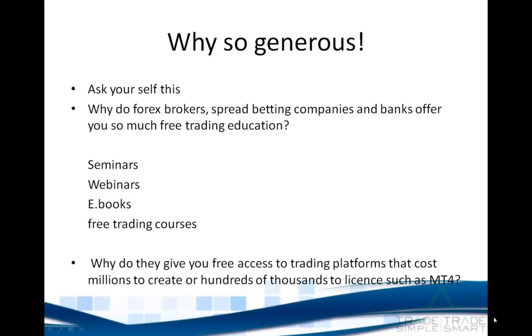Now, with the trading platforms and all the education that is on offer, why has this been given away for free? These are companies whose sole purpose is to accumulate as much profit as they can from the retail sector, but yet they will invest millions of pounds and also time in giving away free services. Now, just ask yourself why. Okay, now the reason for this is they have to keep you trading.